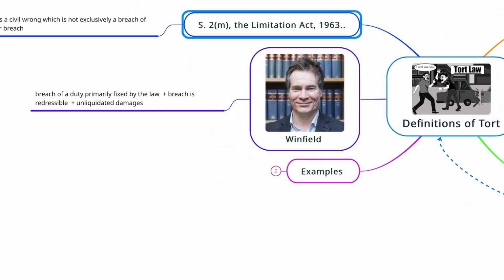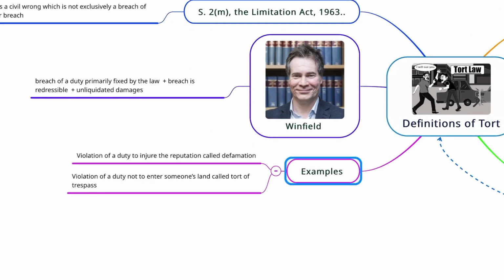Let us understand by example. Violation of a duty not to injure the reputation is called defamation. Violation of a duty not to enter someone's land is called the tort of trespass. I have a right to property, right? If someone violates the right to property, I mean someone illegally enters my house, he committed a tort. He committed the tort of trespass.